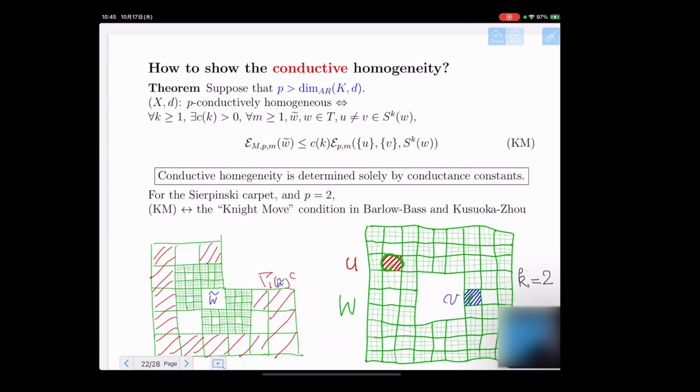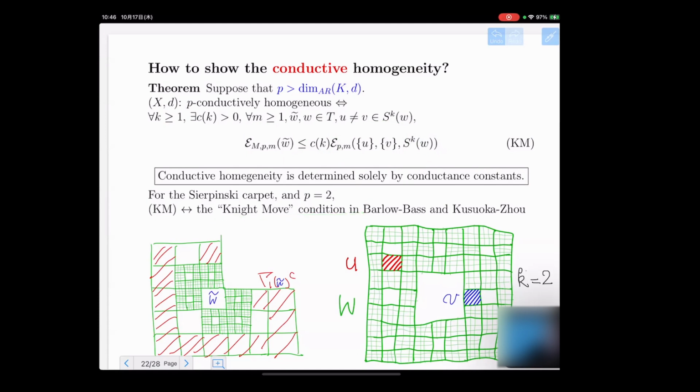This is the k-th level of refinement of W. Pick any two here, and think about the conductance between W and B at the further n-th level. What I require is that these two values can be compared with this constant, which only depends on this k. This condition I call the knight move condition.